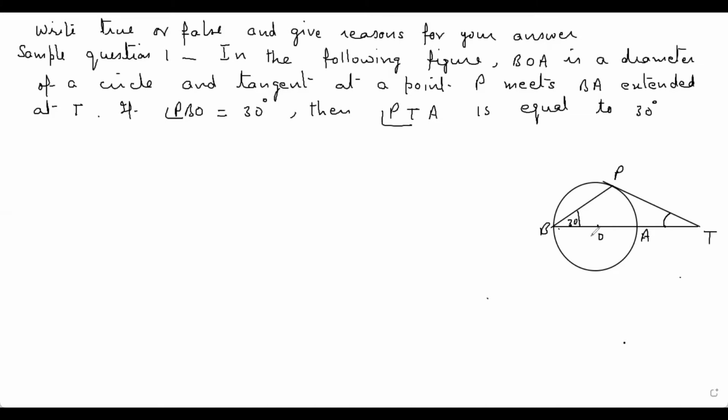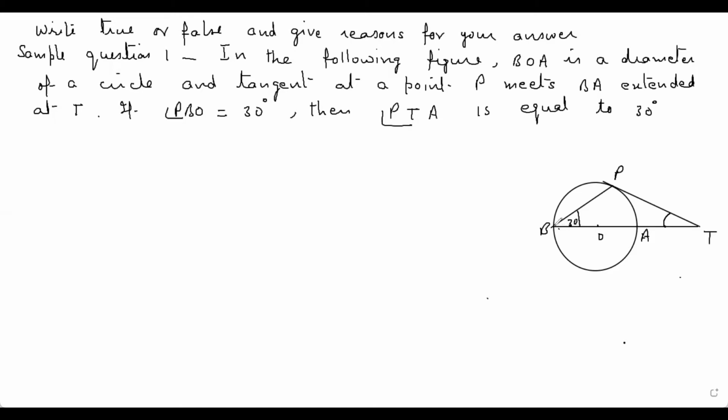The sample question 1 is, in the following figure, BO is a diameter of a circle and tangent at a point P meets BA extended at T. If PBO is 30 degree, then PTA is equal to 30 degree. Now let me repeat it.